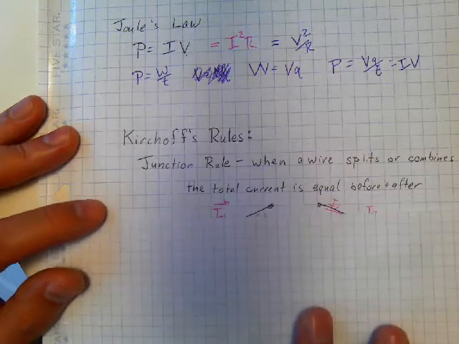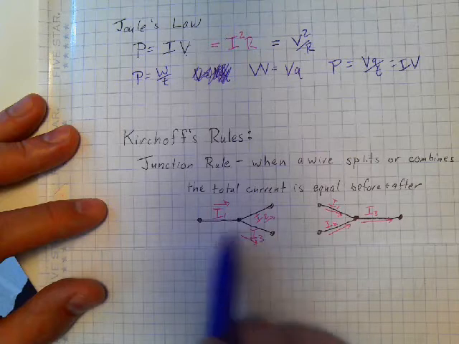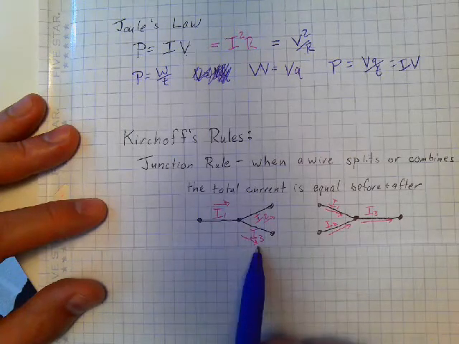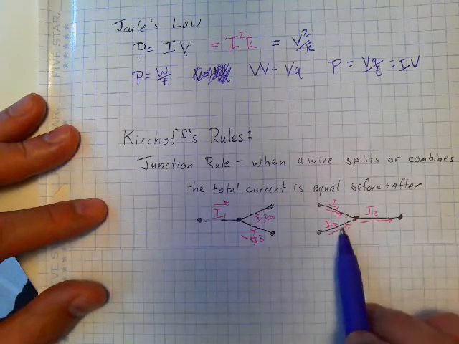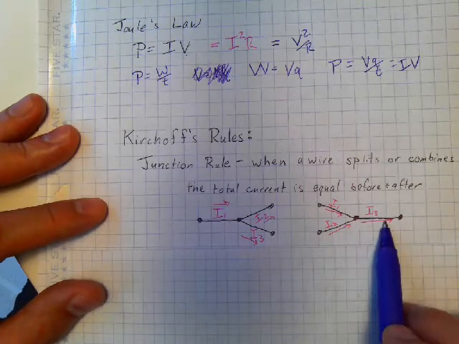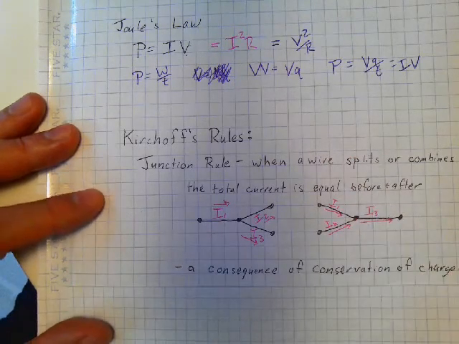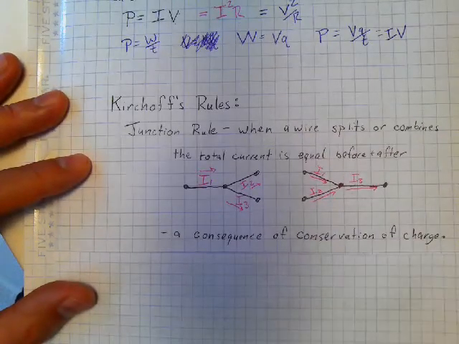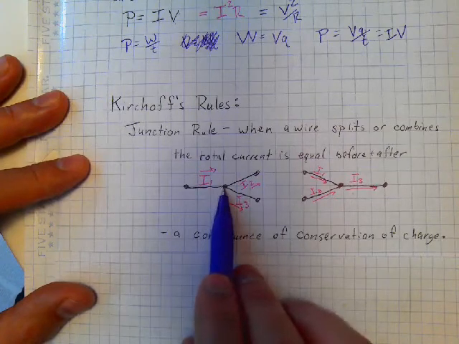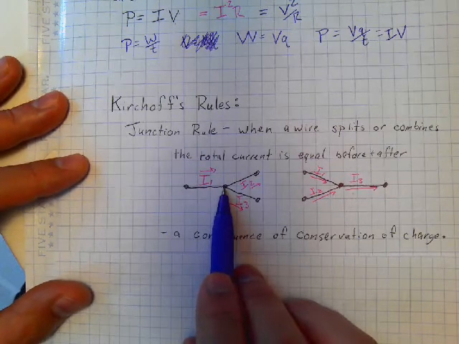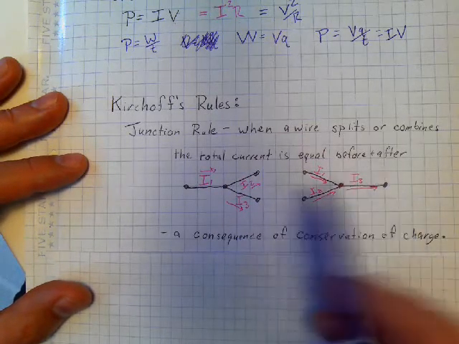before and after. So if I have one wire splitting into two different ones, the current I2 and I3 have to equal I1. Or if I have two combining, I1 and I2, I3 has to be equal to the sum of these two. And really this comes about because of a consequence of conservation of charge. Any charge flowing here, when it gets here, it can't just disappear and more charges can't be created. It has to be the total charge going through here.